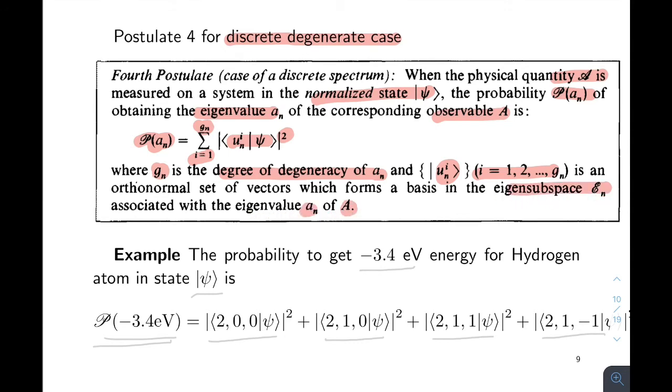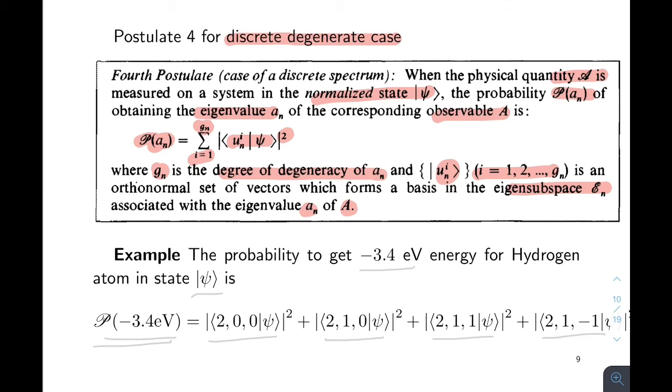So what we have done is list all the degenerate eigenvectors having the same eigenvalue, and when we wish to calculate the probability of that eigenvalue, we take the scalar product of all these degenerate eigenvectors with our given state psi, take the modulus square, and then add them together to get our probability. And that's how we can answer the question we raised in the previous slide.